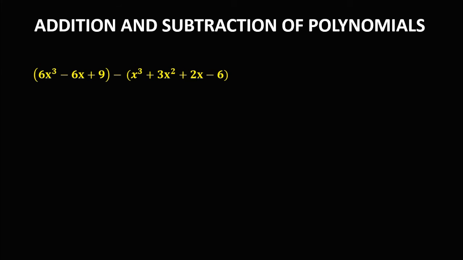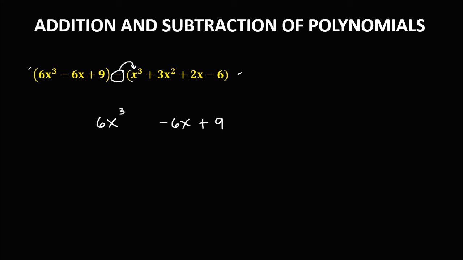Then for this given, we need to rewrite this equation. So omit all the parentheses and align all like terms. For the first group, we have this 6x to the power 3. Since there is no x to the power 2, we just need to put a space. Then we have this negative 6x, then plus 9. Then for the second group, since this one is negative, distribute to every term on the second group.